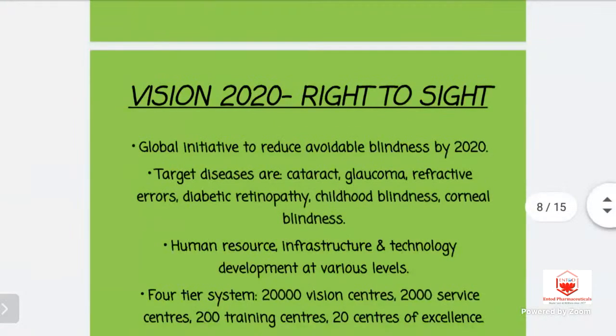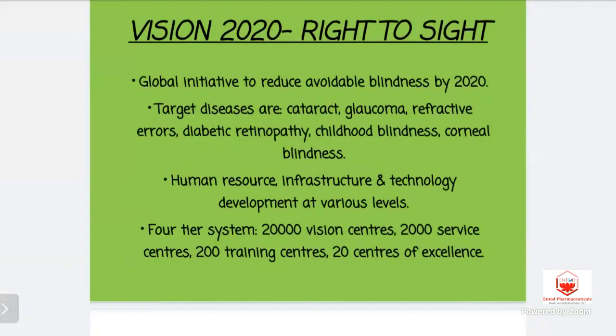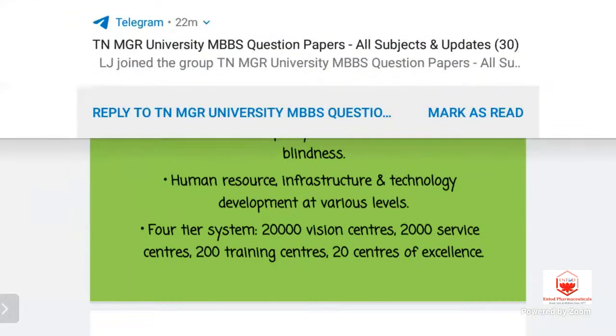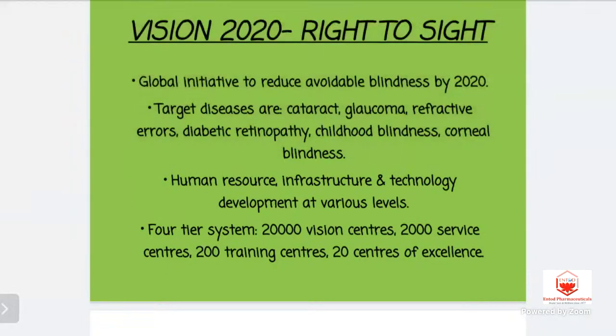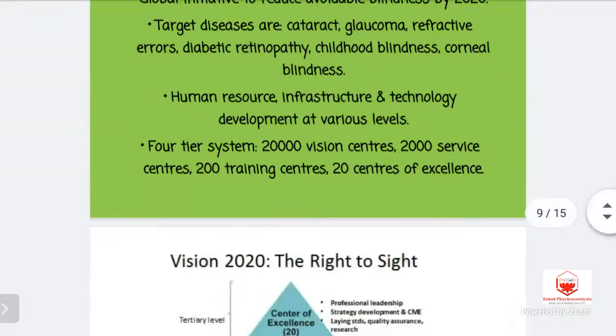A very important aspect of this National Program for Control of Blindness was the Vision 2020 Right to Sight. So this Vision 2020 was not an Indian initiative. It was a global initiative launched by the WHO, but later on it was also adopted within this program. So the target diseases in Vision 2020 were cataract, glaucoma, refractive errors, diabetic retinopathy, childhood blindness, and corneal blindness. The main points of Vision 2020 were human resource development, infrastructure development, and technology development.